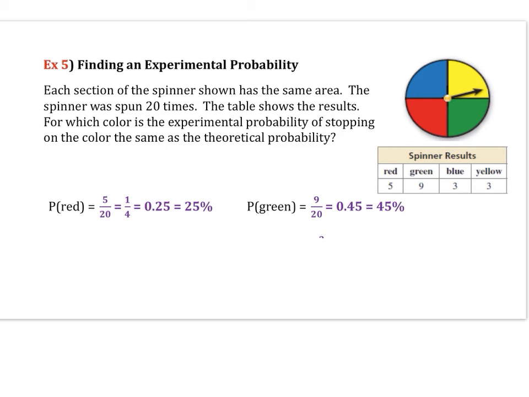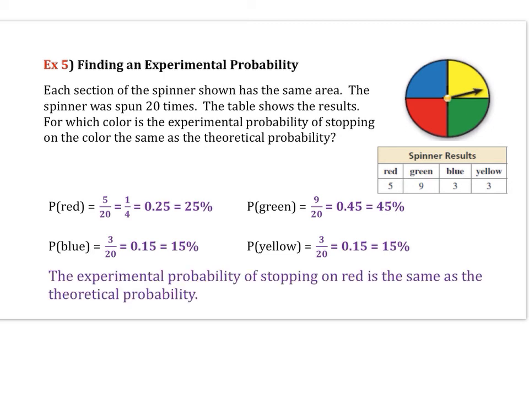For green, it's a 45% chance. It's a 9 in 20 chance. For the probability that it's blue, it's a 3 in 20, which is 15%. And for the probability that it's yellow, it's 3 in 20, so 15%. So you have 25%, 45%, 15%, and 15%.